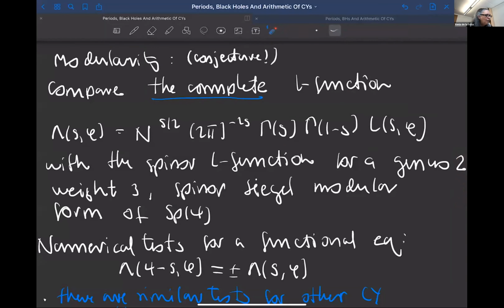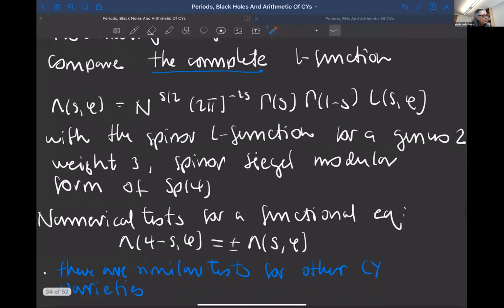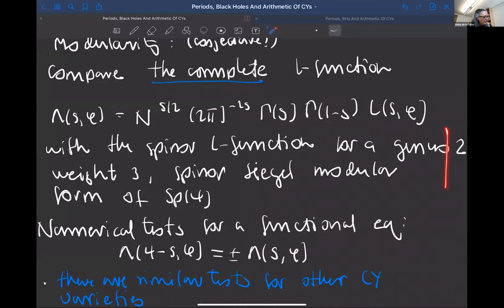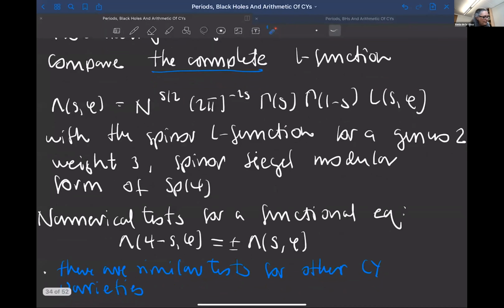I just wanted to say the mouthful to give you an idea that this is not the usual classical modularity that we are talking about. Not much is known about these subjects, in fact, but people are working very actively on this. So we did numerical tests. If this conjecture is true, then this complete L function will satisfy a functional equation of this sort, relating 4 minus s and s. We tested this and it works, but that doesn't prove anything yet. And there have been tests for other Calabi-Yau manifolds ever since that work in 2009.